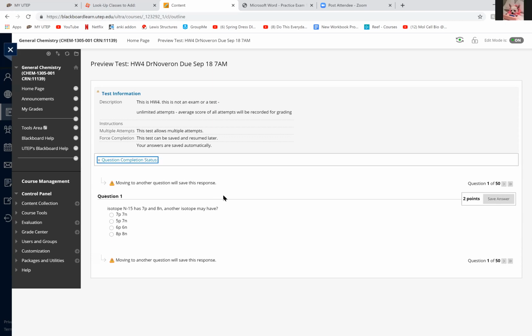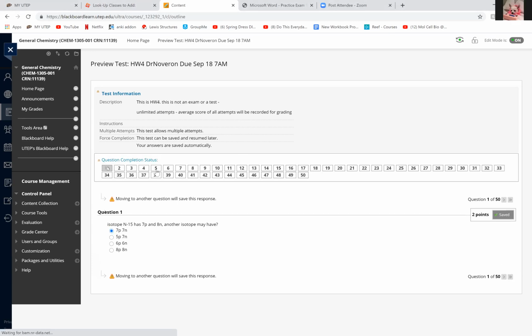Okay, so let's do question 1. Isotope N15 has another isotope that could have 7 protons and 7 neutrons, because the protons never change. There you go. So this one's wrong, this one's wrong, and this one's wrong. This is the only right option. Cameron, can you explain what would happen if the number of protons changed? It would be a different element completely. Bingo.